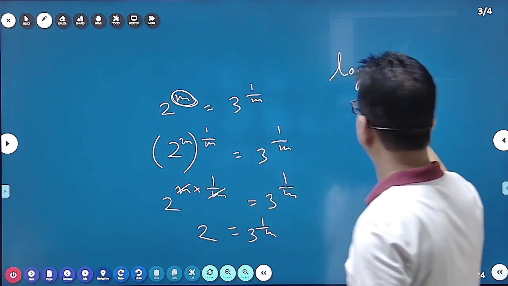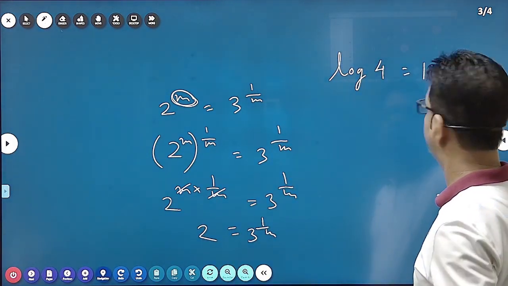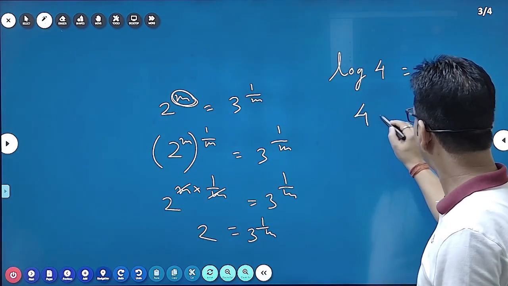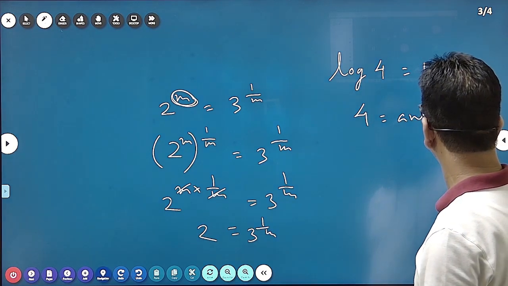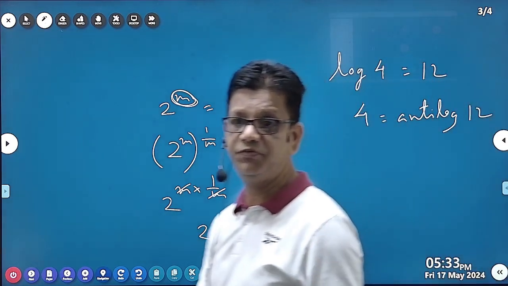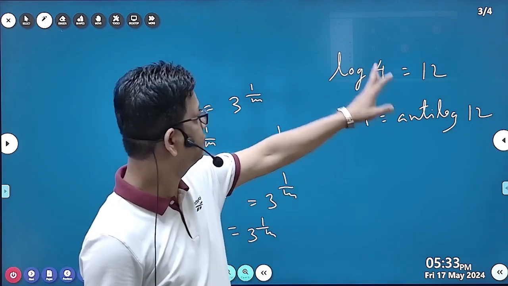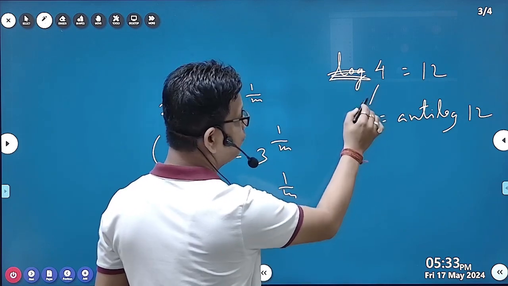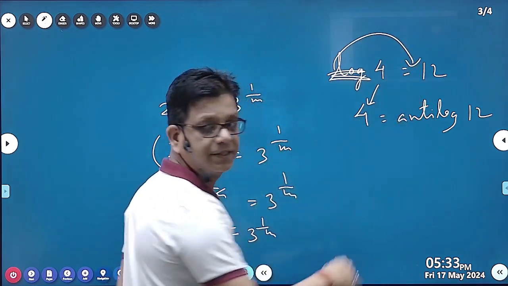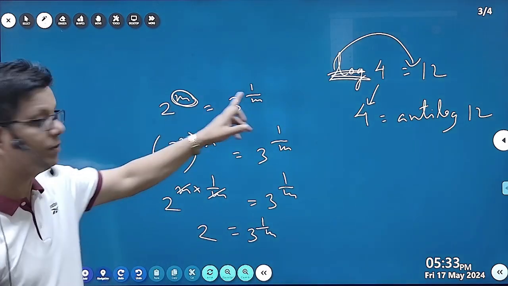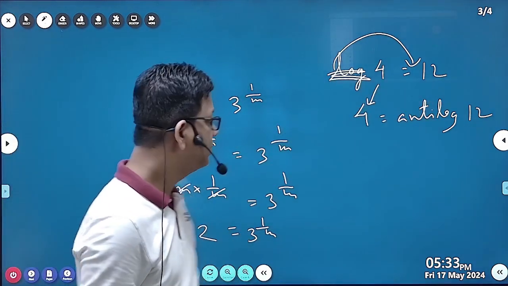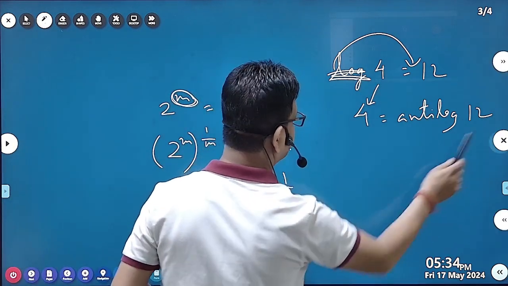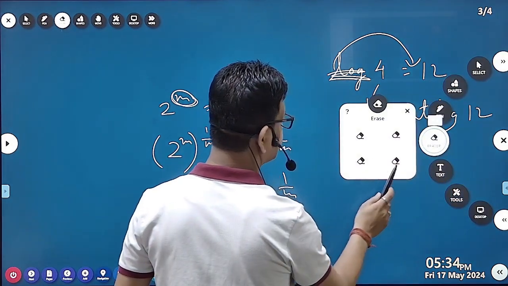Now same concept. Suppose log of 4 equals 12, just an example, not correct at all. Then what you can do, 4 will be antilog of 12. So when the log goes to the other side, it becomes antilog. So log 4 is 12, suppose. Now when we remove this log from here, just write 4. So log comes here as an antilog, and the way m becomes 1 by m, log becomes antilog. So this is actually the concept, but we don't need it, we will have direct formulas, or we'll be putting direct formula for this. Right.